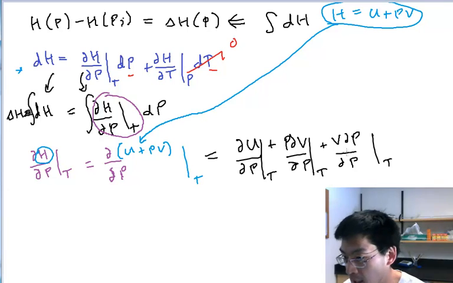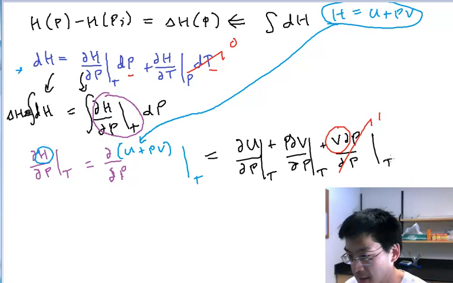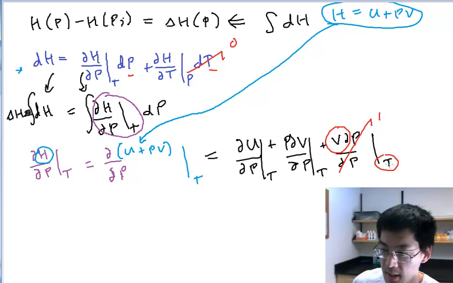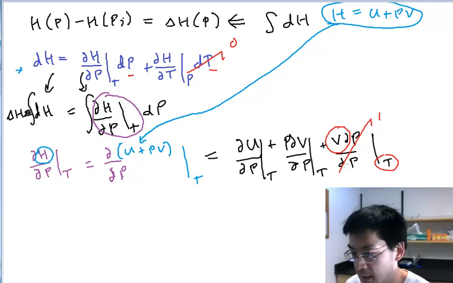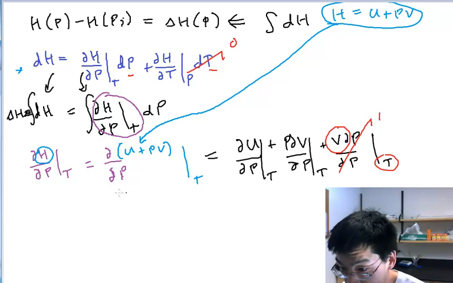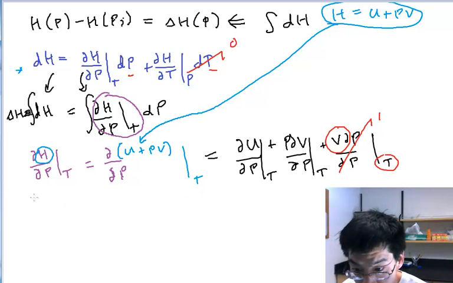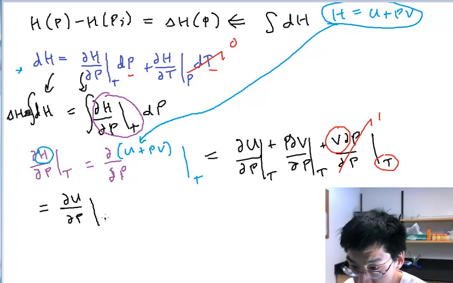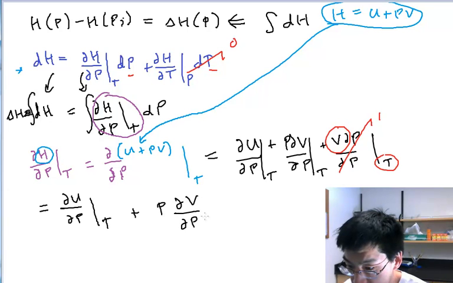So immediately, dp over dp is 1, so this is just v by itself. V by itself doesn't care if it's constant t or not because there's no t here. There's no dt or anything like that. There's no derivative here, so the v is just by itself. There's no dp or dv or anything in that term. So to rewrite, this is dh dp at constant t equals du dp at constant t plus p dv dp at constant t plus just a v.